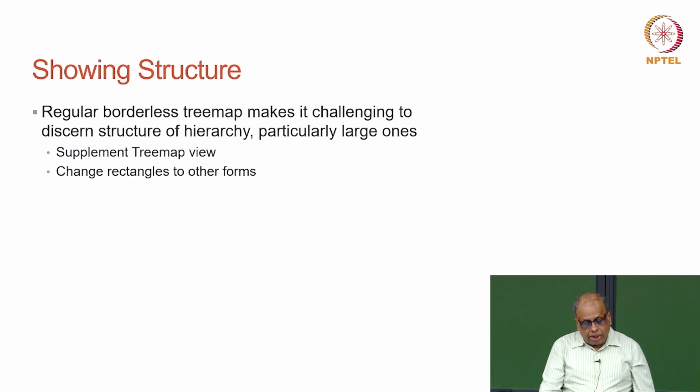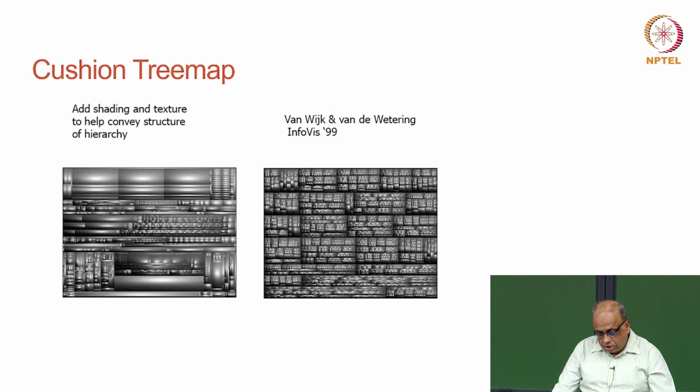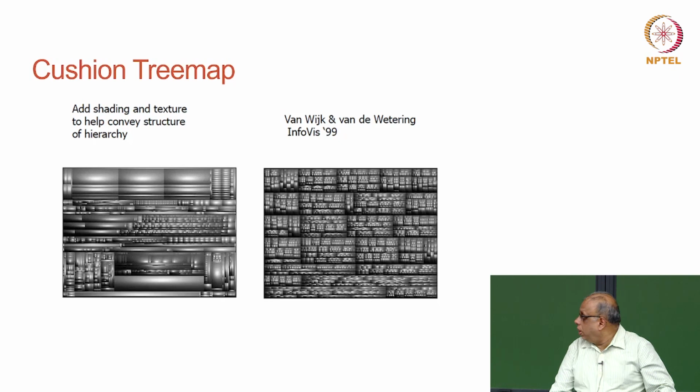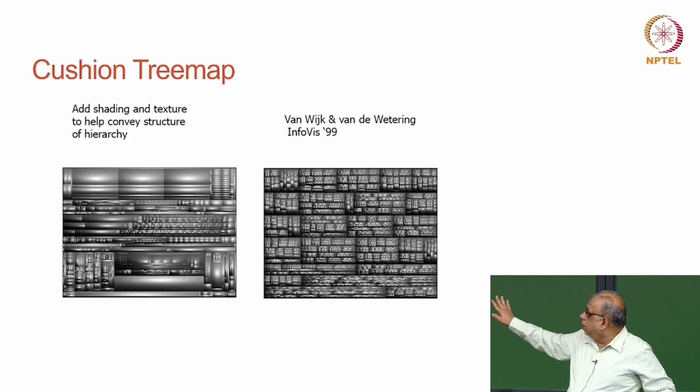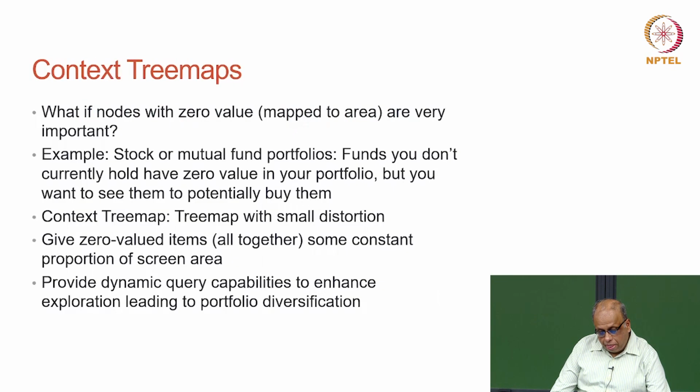And for showing the structure, you can supplement the tree map by changing the rectangles to other forms. So for example, you can have a cushion tree map. If you have some third dimensional data, you can use the cushion to show that. Okay, so you can show the structure of the hierarchy using the texture.